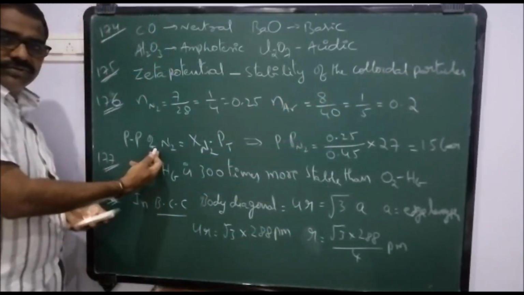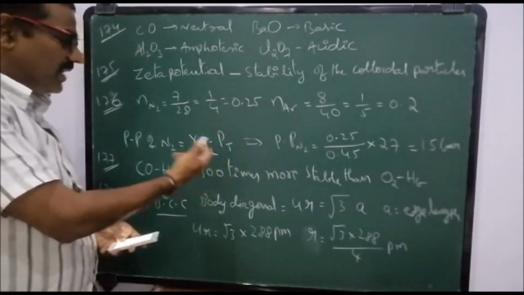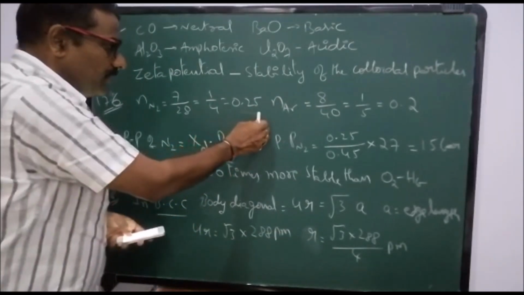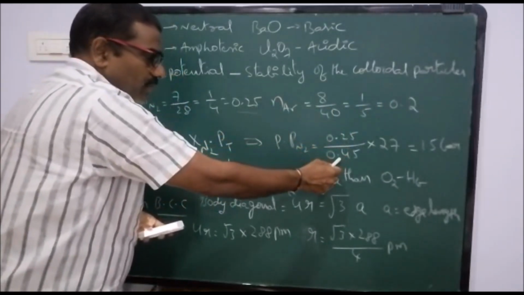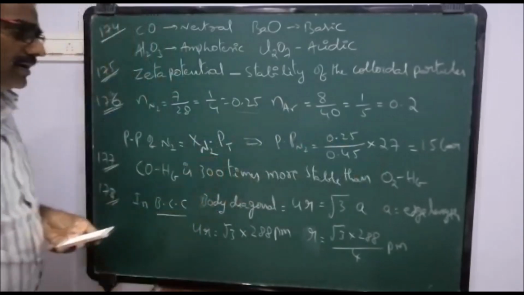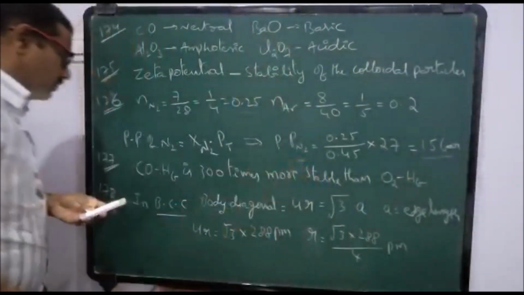And partial pressure of nitrogen is equal to mole fraction of nitrogen into total pressure. And here the mole fraction of nitrogen is equal to number of moles of nitrogen by total number of moles of the mixture, so that 0.25 by 0.45 into total pressure, which is 27 bar. On solving, you get 15 bar of partial pressure for nitrogen.